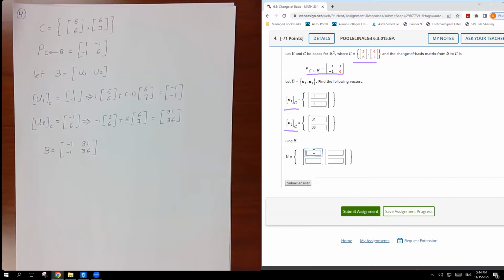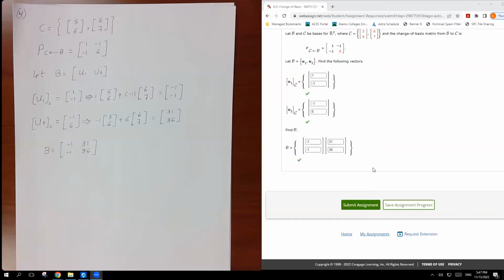And here is our base going to be -1, -1, and here is going to be 31 and 36. That's it for this example. Be careful when you type here, this is U1 to the C, which is this vector, because this is U1 and this is U2. So we're going to type these here. And now the result here, this is going to be the first column on base B, and the second column on the base B. That's it for this example.